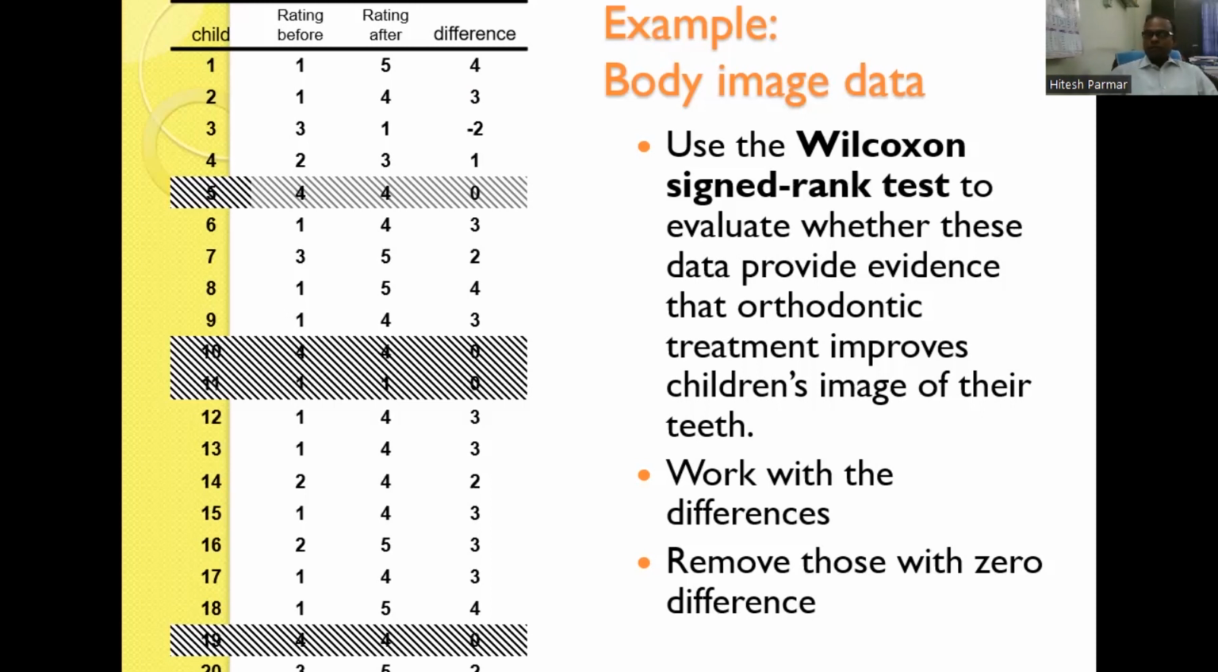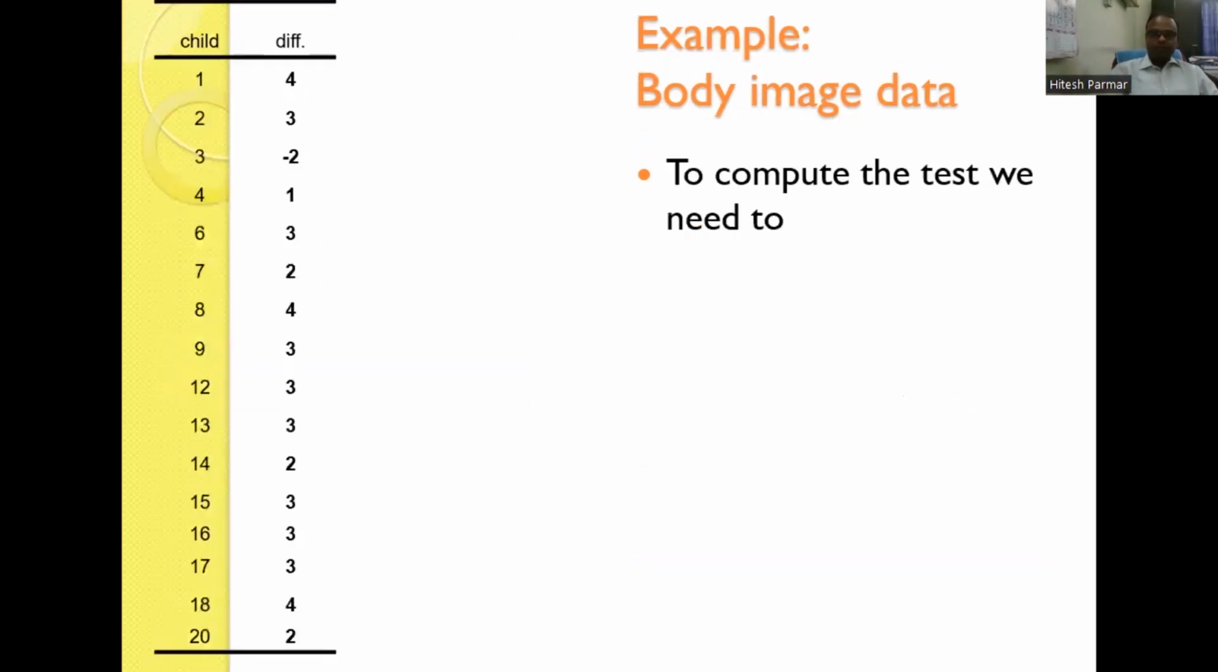We have 4 observations, or 4 children felt the same. Earlier also it was the same thing, and now after the treatment also they are feeling the same thing. So the difference we are considering is 0, and 0 difference observations are not considered for the further analysis. So out of these 20 we are removing those with 0 difference, and now our sample is 16 only.